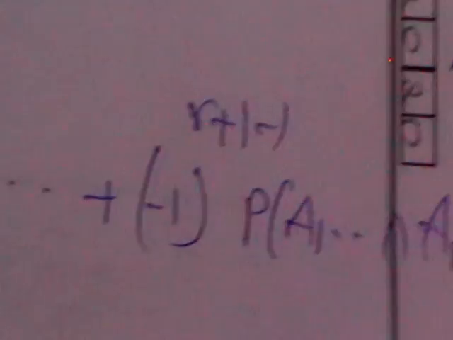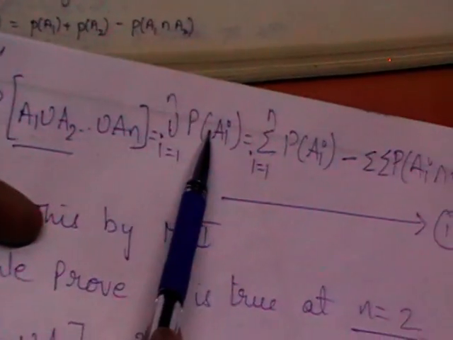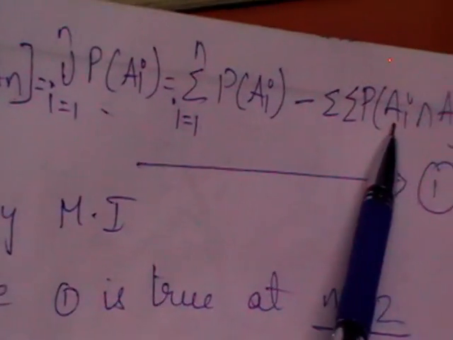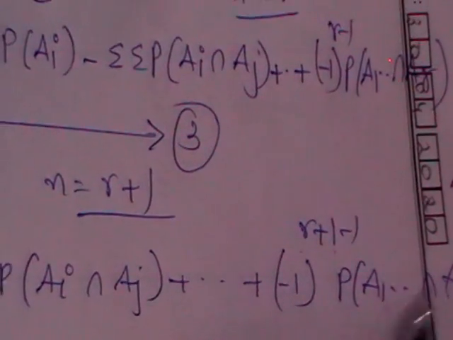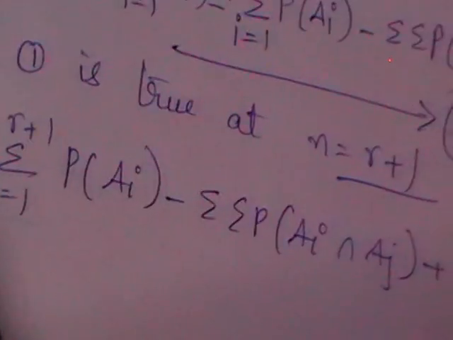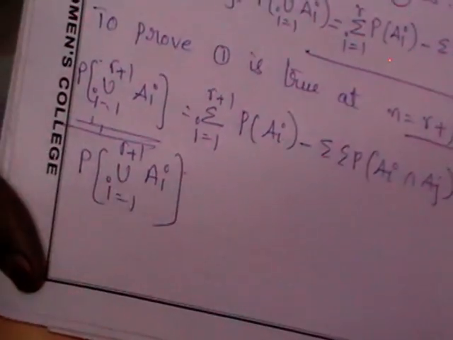You go back to statement 1 here. If you put n is equal to r plus 1, you will get P of union i is equal to 1 to r plus 1, Ai is equal to sum over i is equal to 1 to r plus 1 of P of Ai, minus P of Ai intersection Aj, and so on, minus 1 whole power n minus 1, which means r plus 1 minus 1, P of A1 intersection A2 intersection up to A r plus 1. You need to prove this. To prove this, I am going to consider the LHS of this equation, which is the statement I have considered.